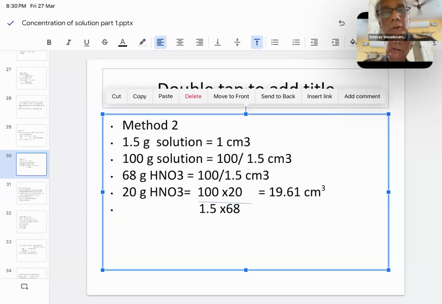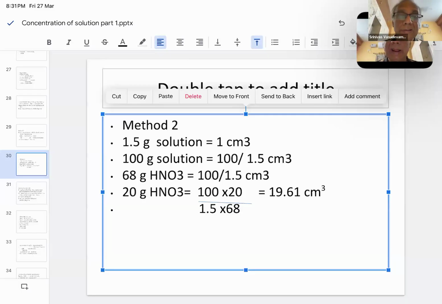Another method is density is 1.5 gram per centimeter cube. That means if I take 1.5 gram solution, that will occupy a volume of 1 centimeter cube. If I take 100 gram solution, that will occupy a volume of 100 by 1.5 centimeter cube. Right. So I know what is the volume occupied by 100 gram solution. Then the percentage mass is given as 68 grams. So 100 gram solution will have 68 gram of nitric acid.